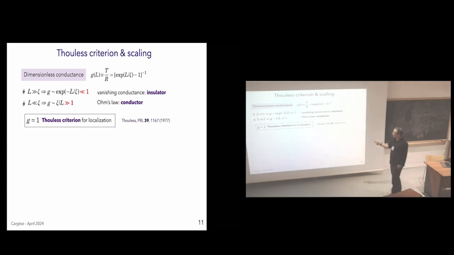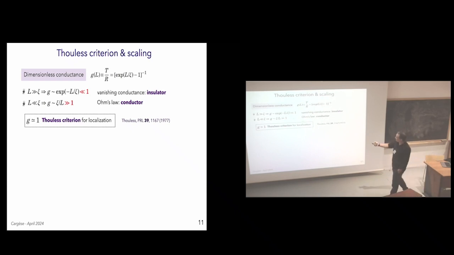In fact, this object is much more interesting than the transmission, because the transmission is a quantity which varies between 0 and 1, but the dimensionless conductance varies between 0 and infinity. Precisely, it has two asymptotic regimes. If your sample size is well beyond the localization length, then the reflection coefficient is close to 1, so G is close to T, it decays exponentially. You have an insulator, according to what we demonstrated before.